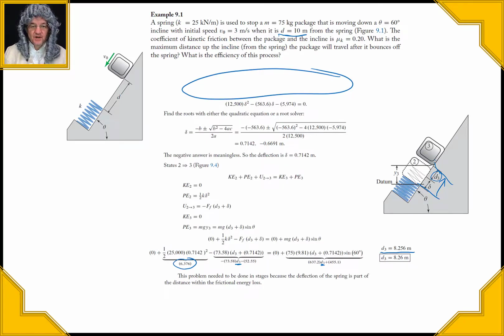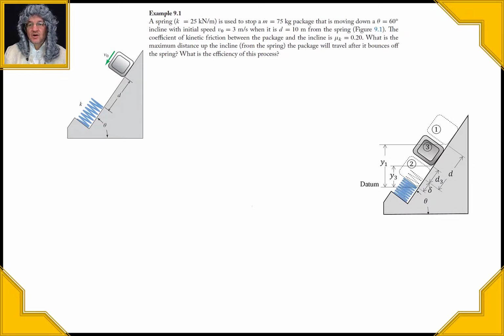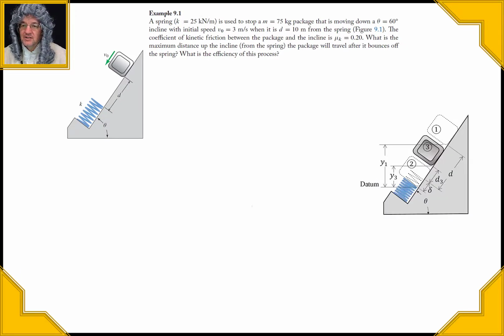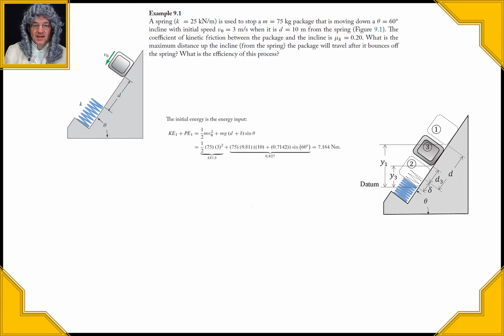I mentioned it needed to be done in stages because of the deflection of the spring. And here is an interesting different look at the problem. The initial energy input was this right here, the initial energy that we had at state 1. We can plug numbers into there and find that initial energy. Then we can say what the energy losses are going to be.